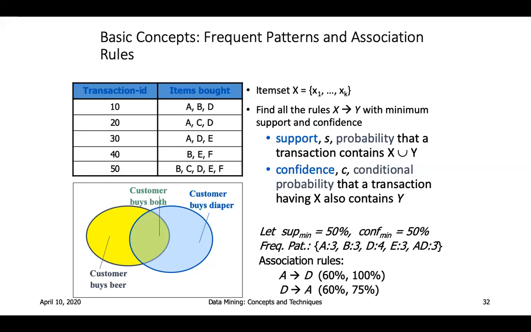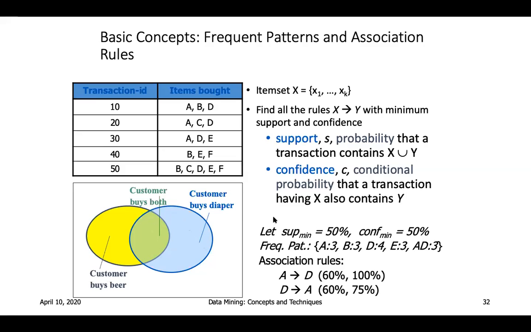Hope you got it. Now here in this diagram, you can find the Venn diagram. See the yellow color, it represents the customers who buy the beer. The blue color represents the customers who buy the diaper. And in the common area, you can find the customers who are buying both products, the customers who buy beer as well as the diaper.